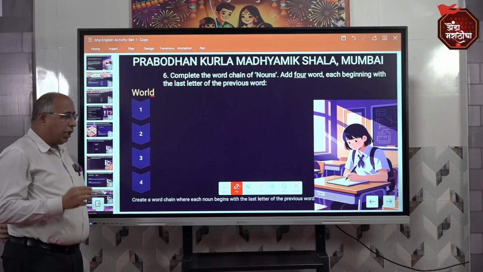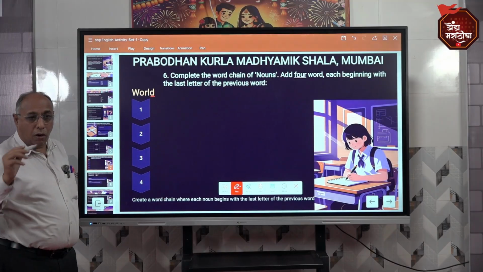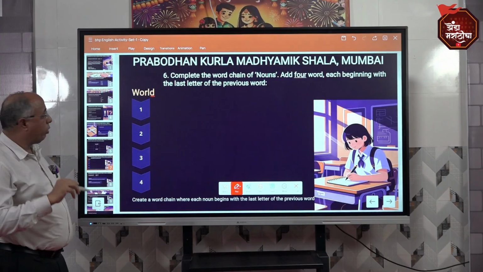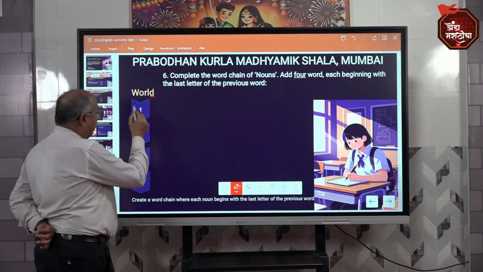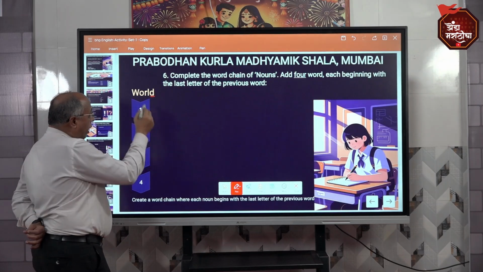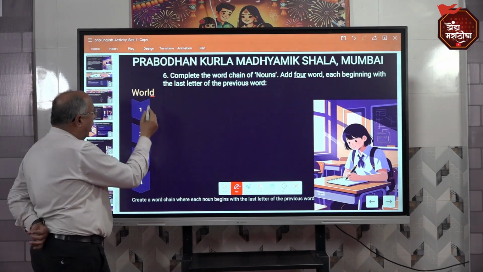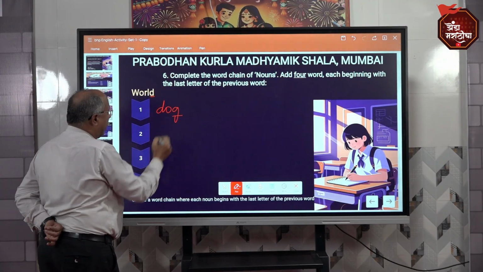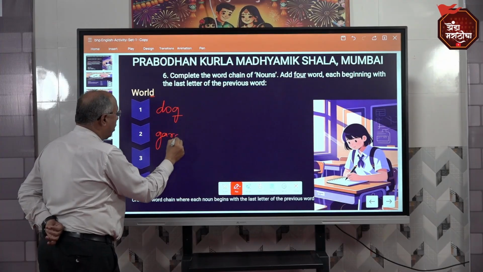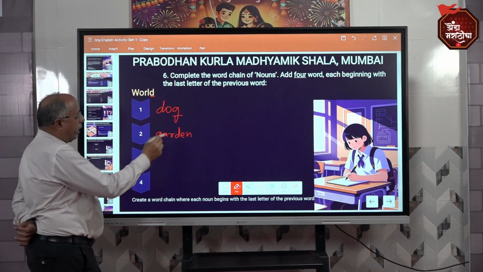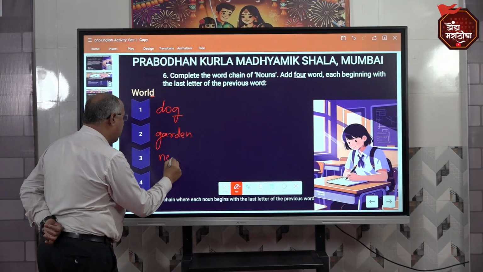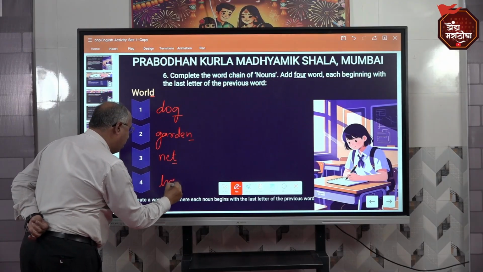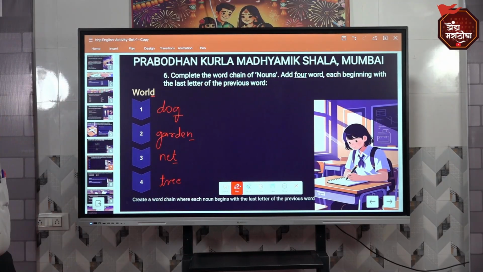So it is simple to know that the part of speech of the given word is a noun, that can be proper or common. So the word ends with D. Using D, you can make simple words, not big words. Using D we can make the word dog. Last letter is G, we can use garden. Again, N is there, we can use net, net, means adding in Marathi. Again, T is the last letter, so we can make tree. In this way, this word chain will be completed.